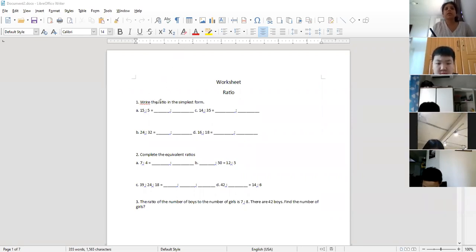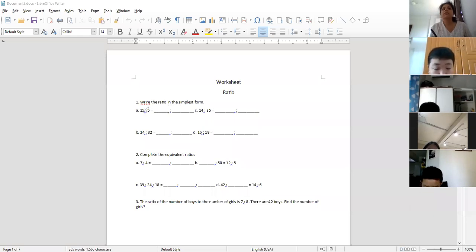Okay, write the first question, number one. Write the ratio in the simplest form. That is 15:5. I want to ask Anselmo, how do we write this in the simplest form? Can you give me the answer? Now, if you see 5 and 15, both come in the table of? Both come in the table of 5, right?